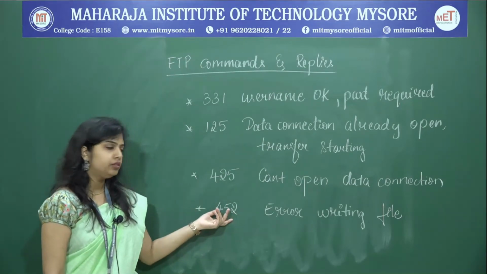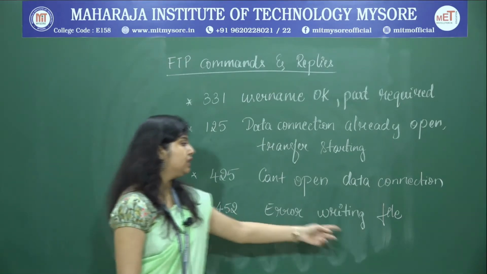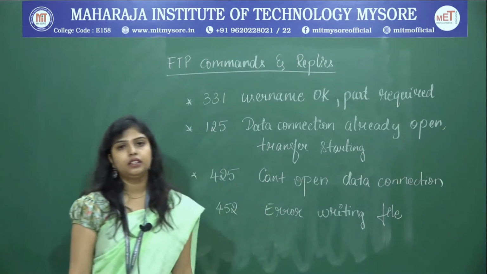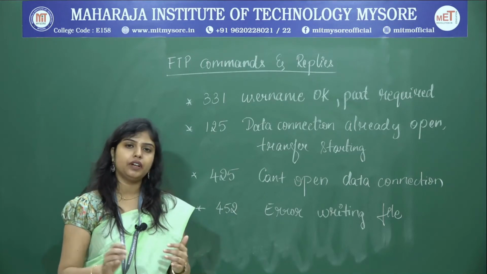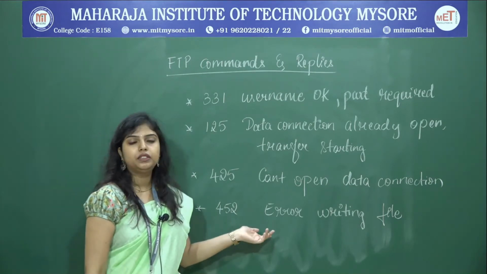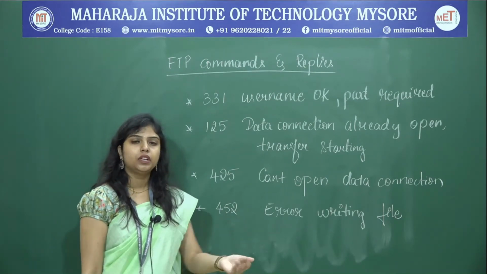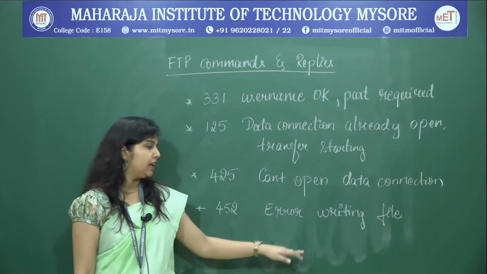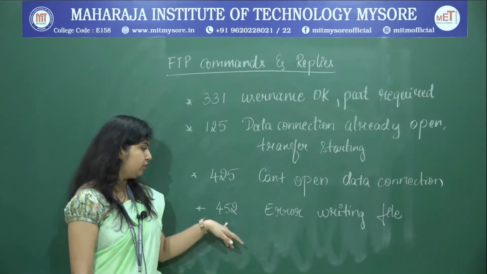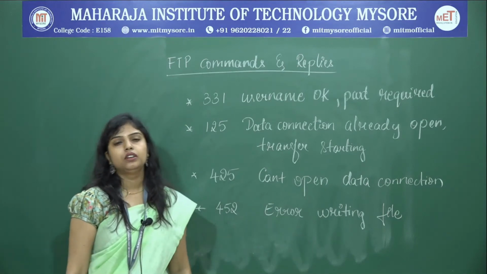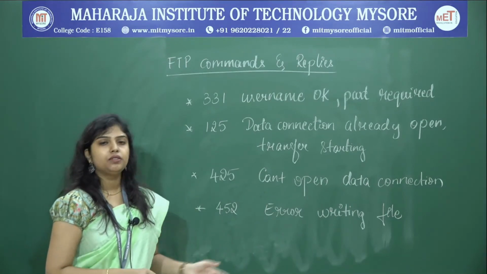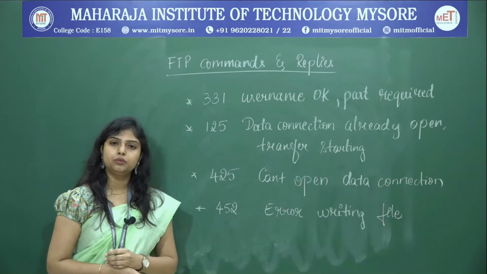Next is 452, that means error writing file. That means if you are modifying a file, suppose you are uploading a file, and some error has occurred or some network issue has happened, we will get an error message called 452, that is, there is some error that has occurred while writing the file. So, with this we have finished file transfer protocol.